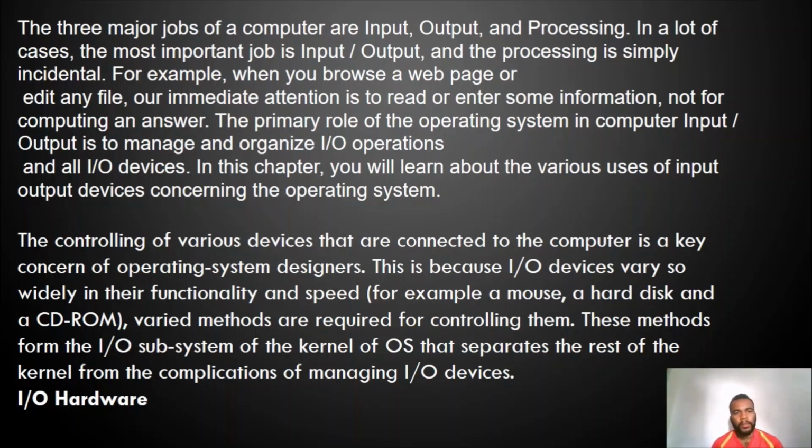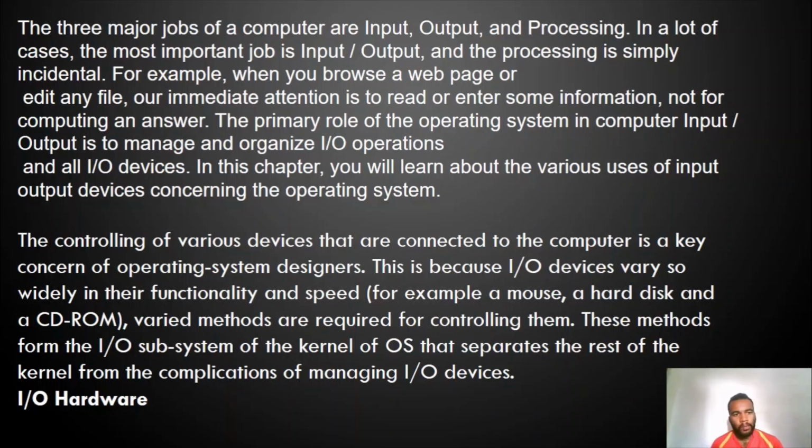The three major jobs of a computer are input, output, and processing. In a lot of cases, the most important job is input or output, and the processing is simply incidental. For example, when you browse a web page or edit a file, our immediate attention is to read or enter some information, not to compute an answer. The primary role of the operating system in computer input-output is to manage and organize input-output operations.